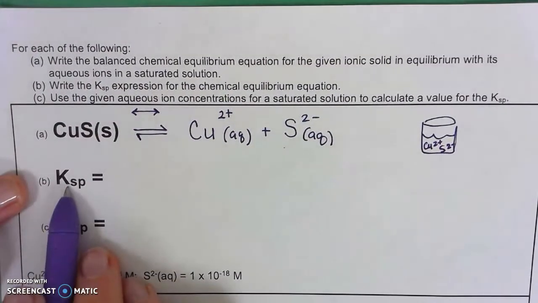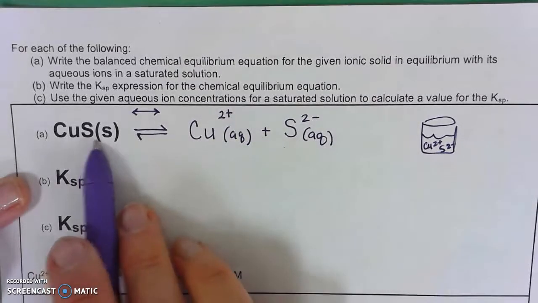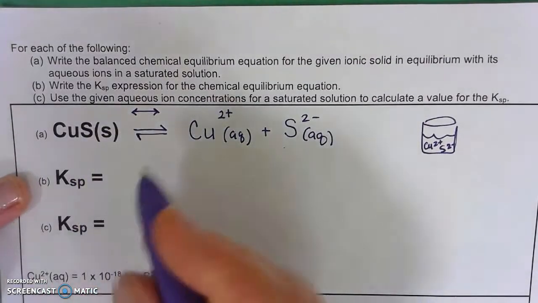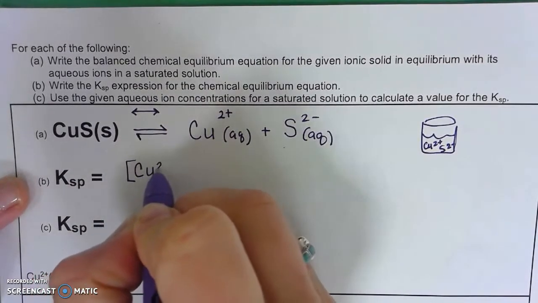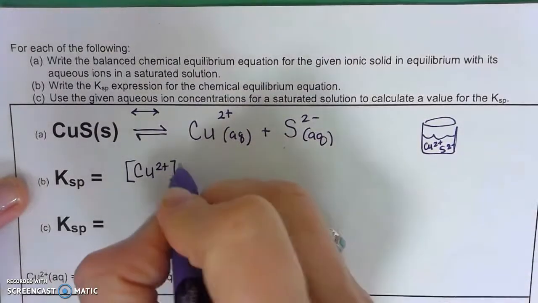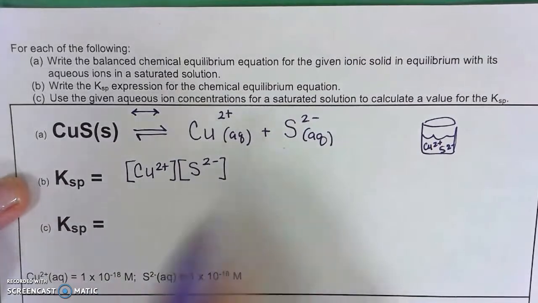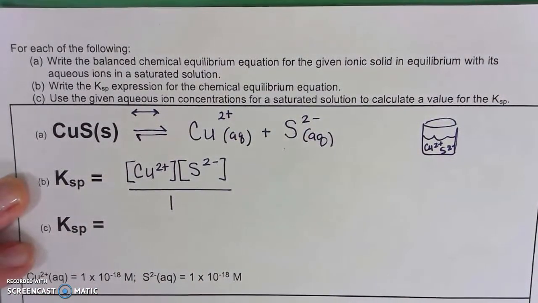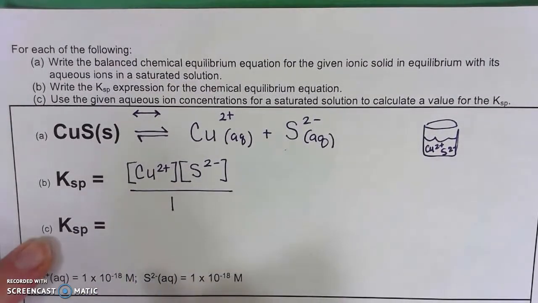Then we're asked to write out our Ksp. It is the products over the reactants. However, solid is not included in part of our K expression. So for our K expression, we would write copper. It's balanced at 1 mole, so we leave it like this. We have sulfur, and that's balanced at 1 mole. Then we leave it like this. It is over 1 because a solid is not included in our Ksp expression.